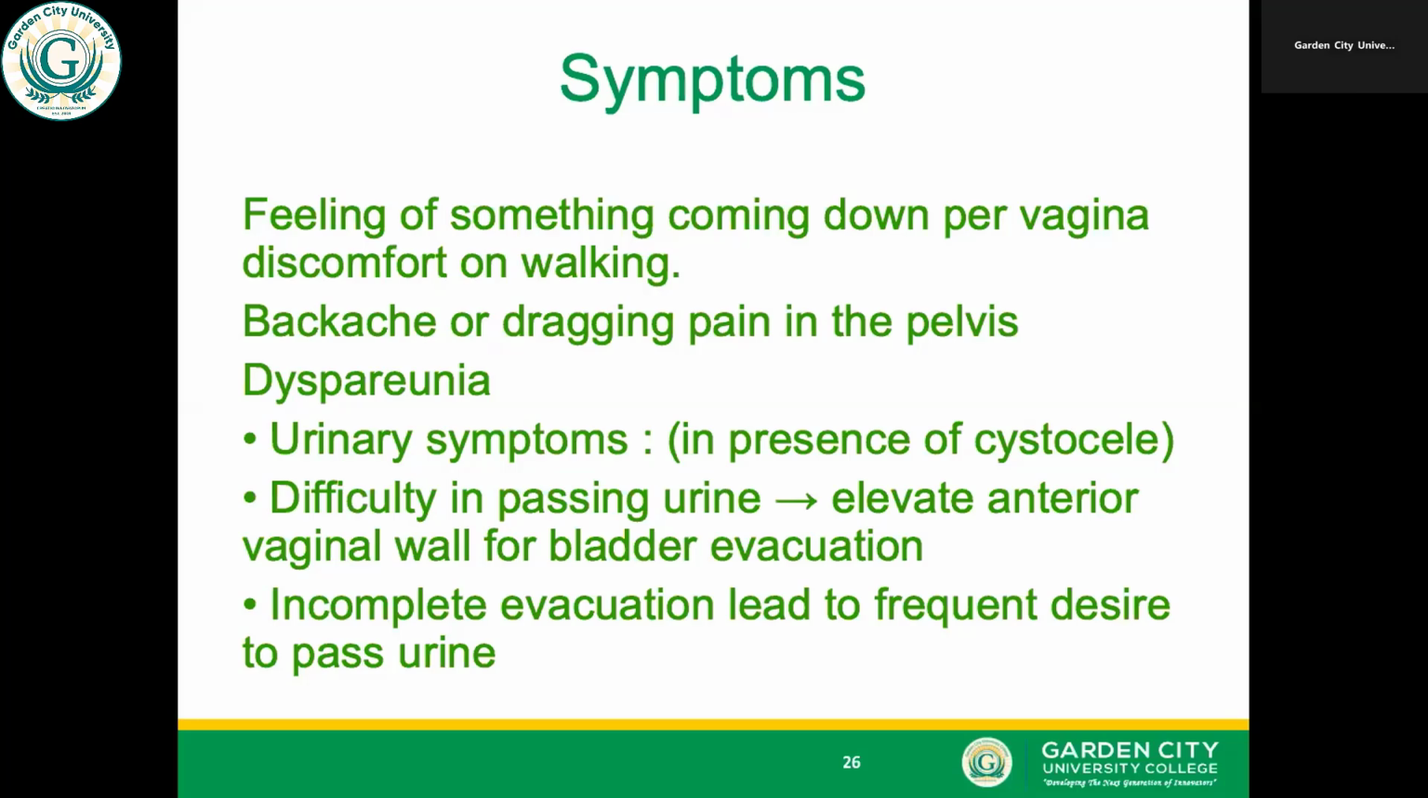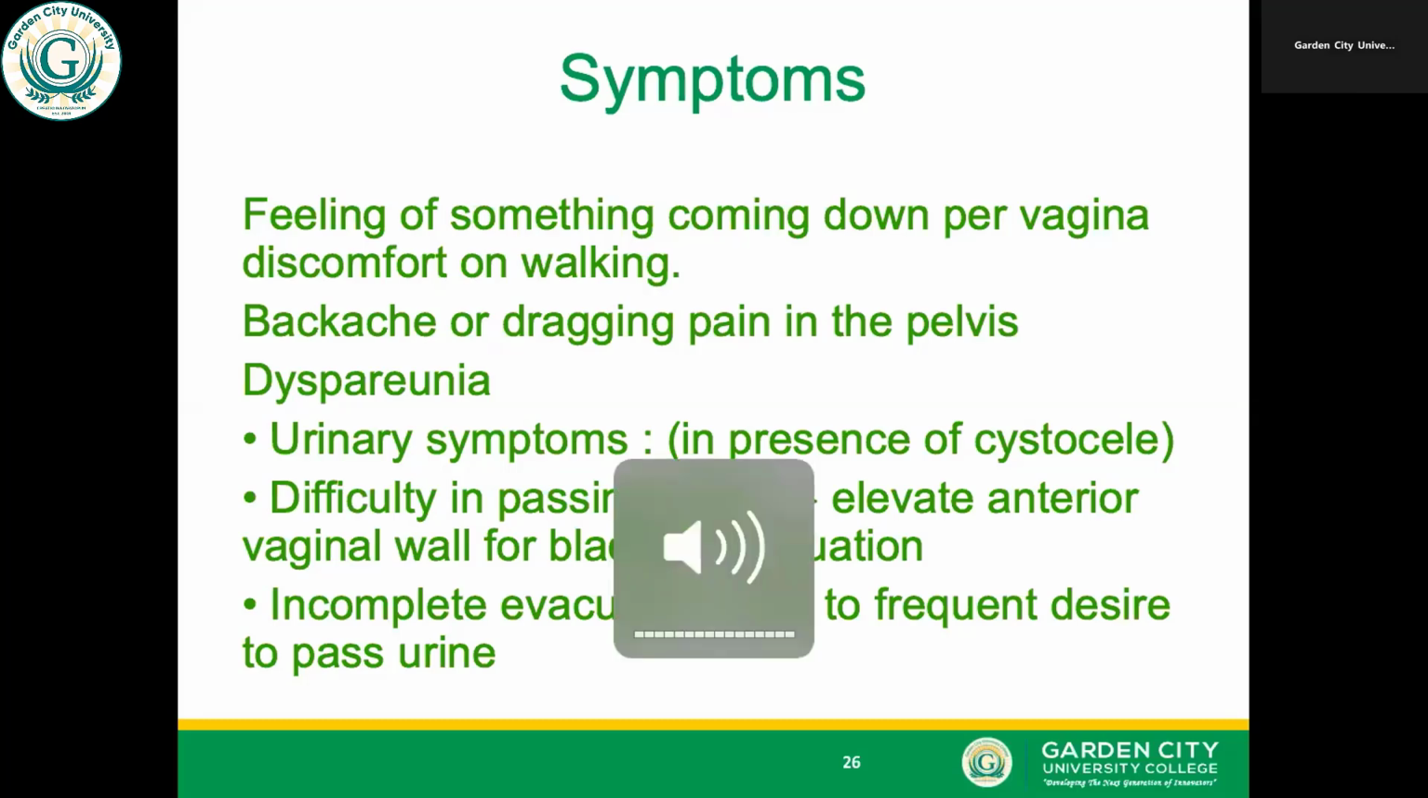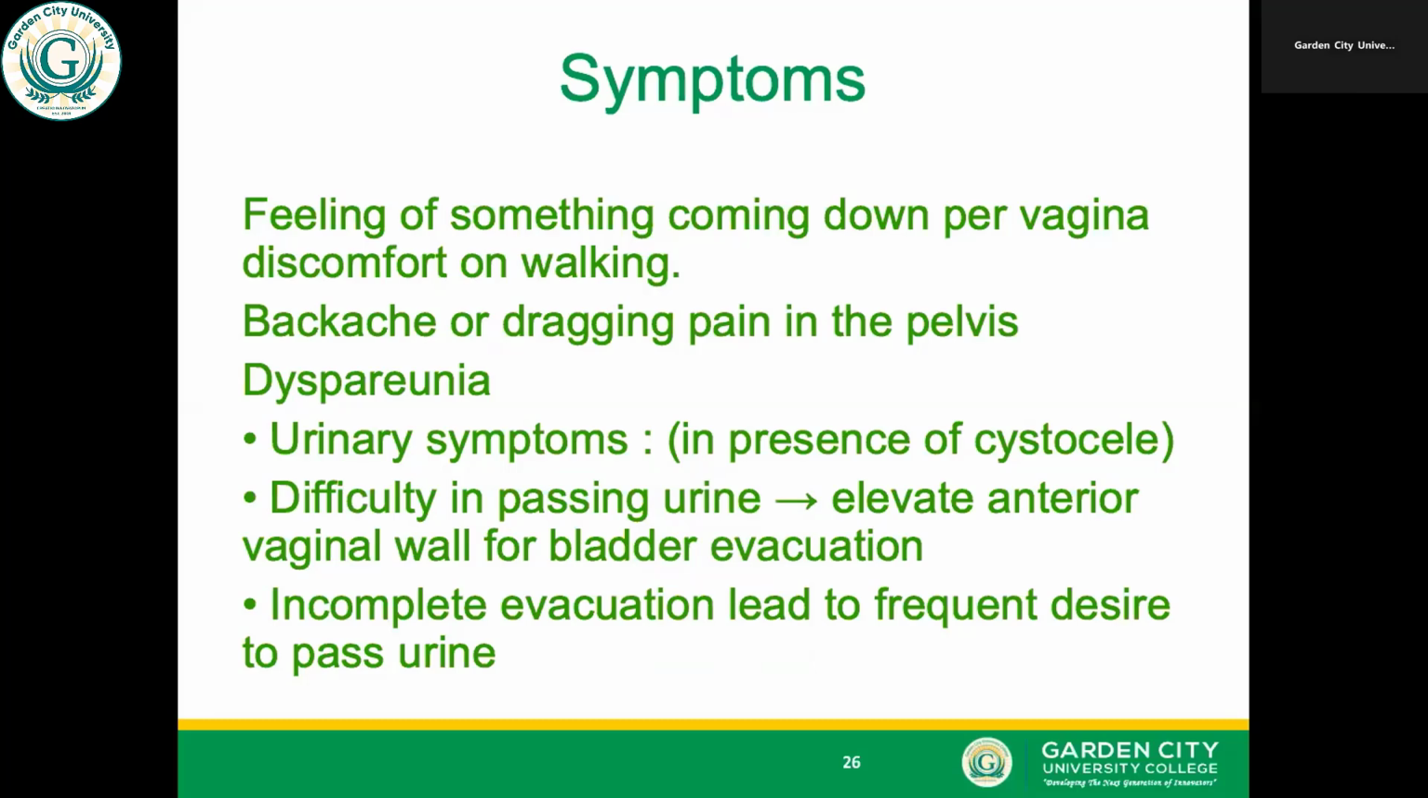There might be difficulty passing stool because the uterus has descended down, and we all know that the uterus is in between the bladder and the rectum. And here is a case that the body of the uterus has descended down. If it has descended down, it means that it will be putting pressure on the rectum. And because it's putting pressure on the rectum, it will definitely cause discomfort or even difficulty when this woman is passing urine or stool. So there will be incomplete evacuation, which will lead to frequent desire to pass urine.